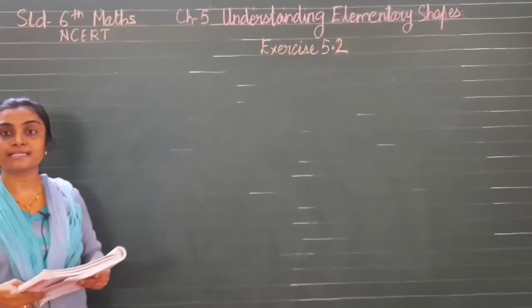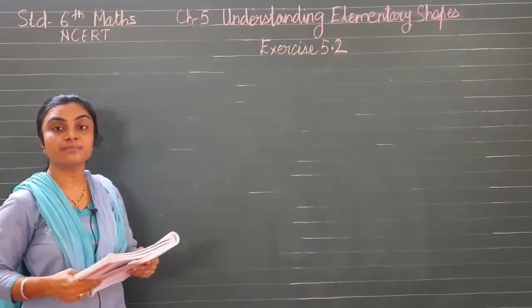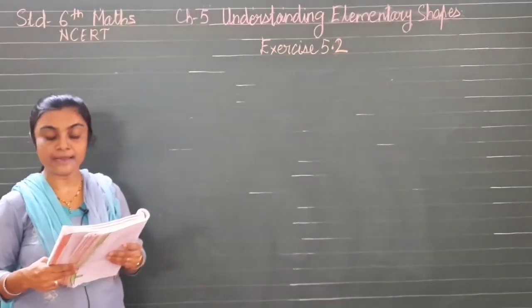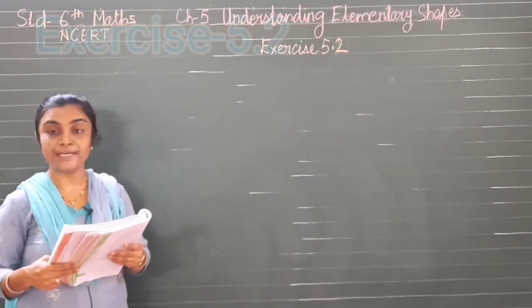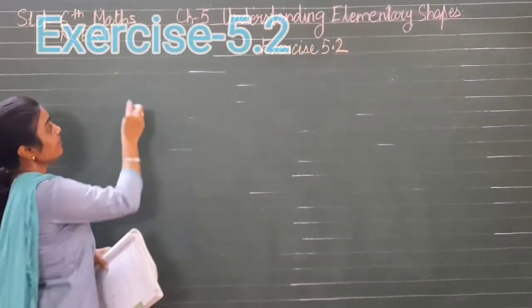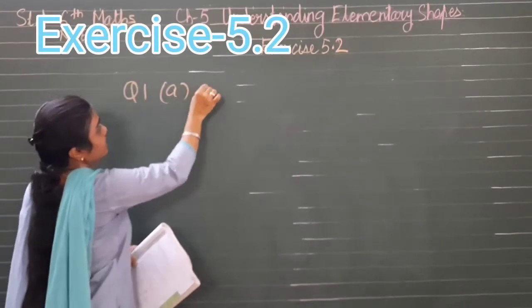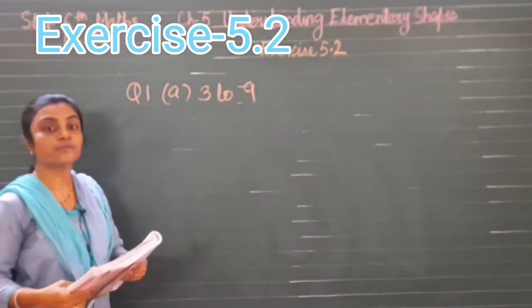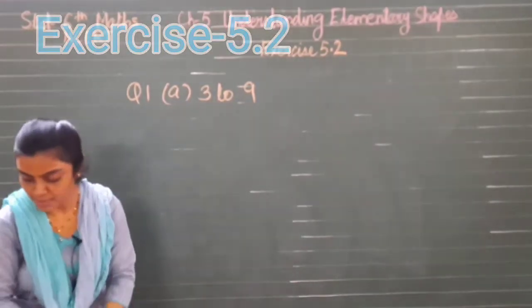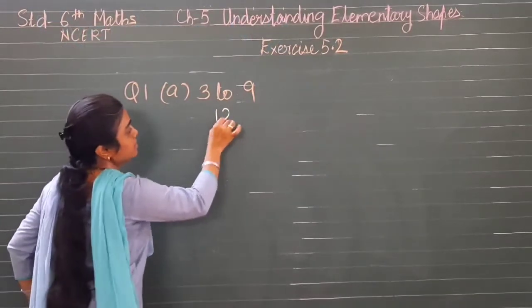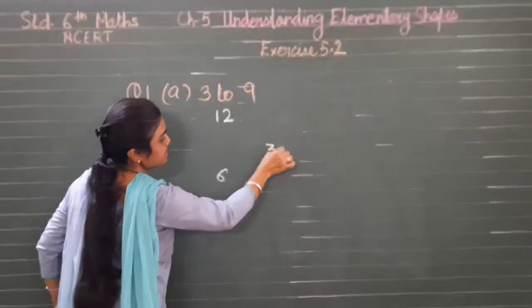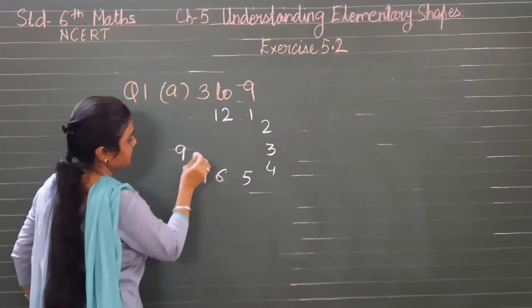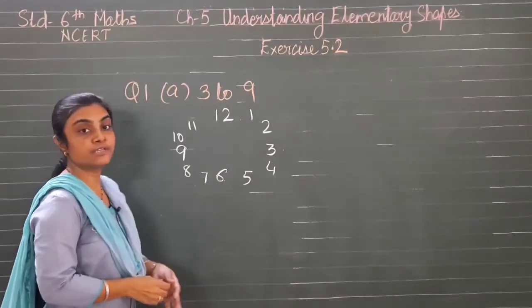Now we will start with exercise 5.2. Question number 1. What fraction of a clockwise revolution does the hand of a clock turn through when it goes from 3 to 9? So we have to see how much revolution it has done. So let us draw the clock first. 12, 6, 3, 9. Now we have to see what fraction.